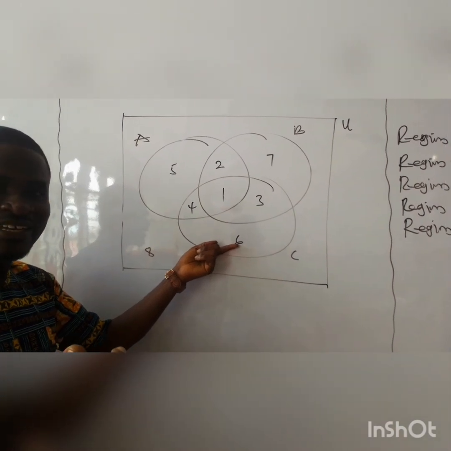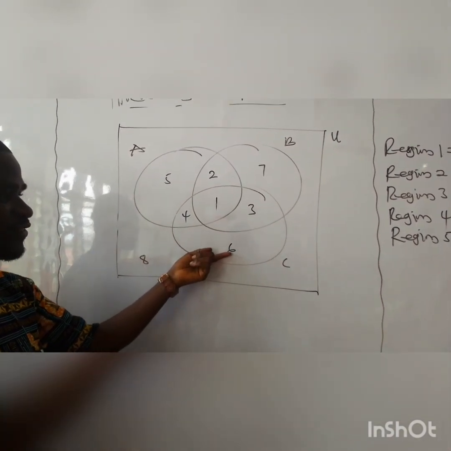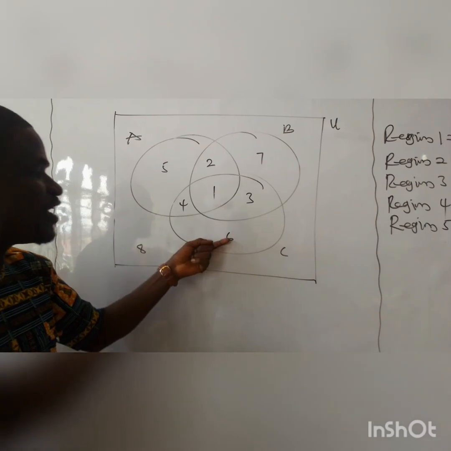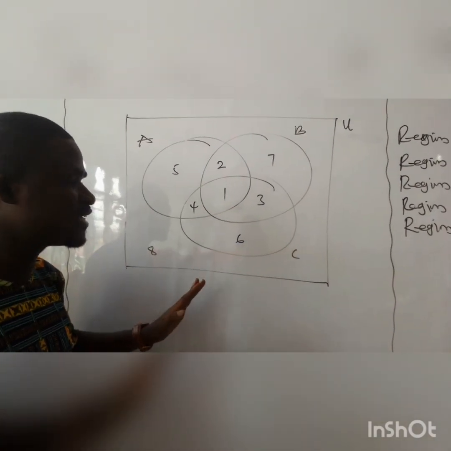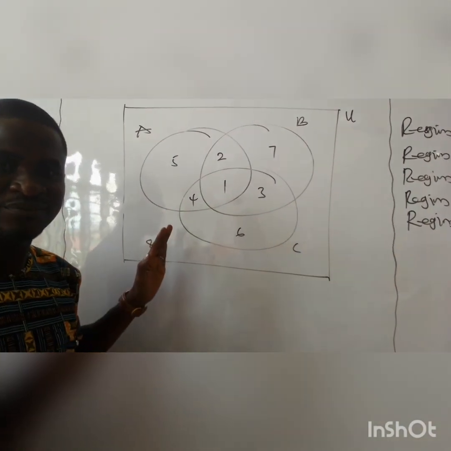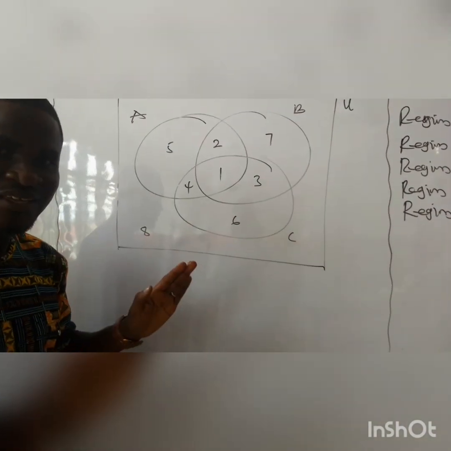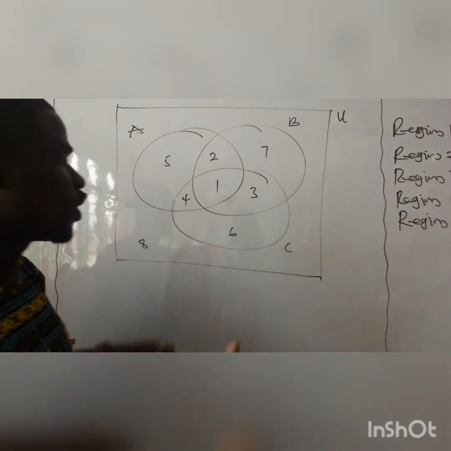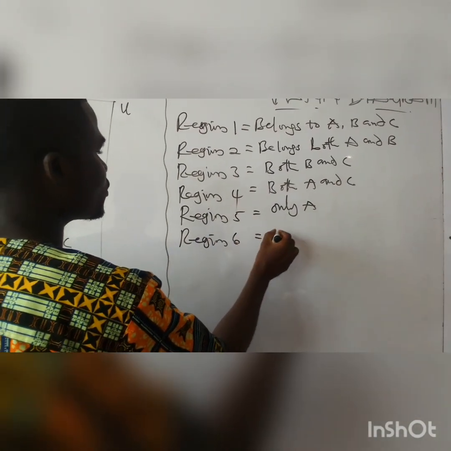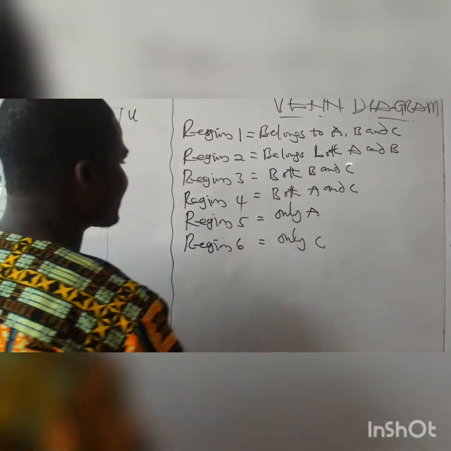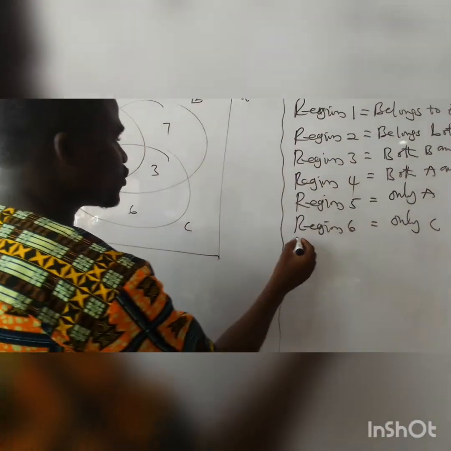Then we come to region 6. It belongs to only C. Students who did only C, who offered only C, they belong to only C. So, region 6 is only C.